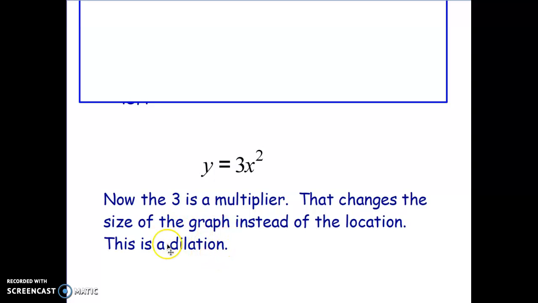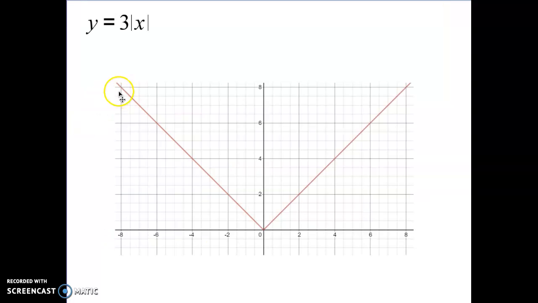Just like when you go to the eye doctor and you get your eyes dilated and it changes the size of your pupils, same kind of thing here. It's going to change the size of the graph when I have a multiplier. So let's see what that 3 is going to do. So I have graphed for us here the absolute value of x. This is just the parent graph, y equals absolute value of x. And let's see what effect this 3 is going to have on the graph.